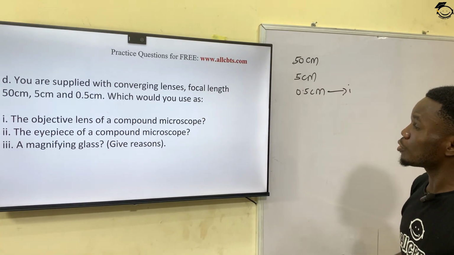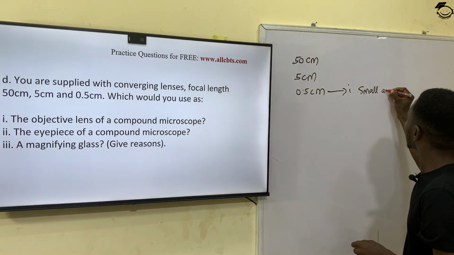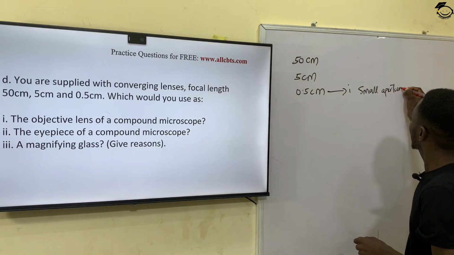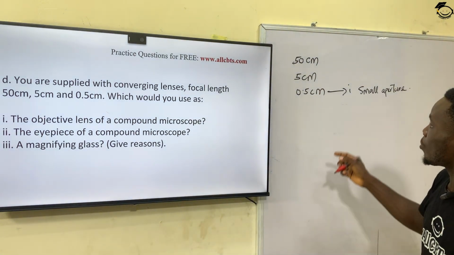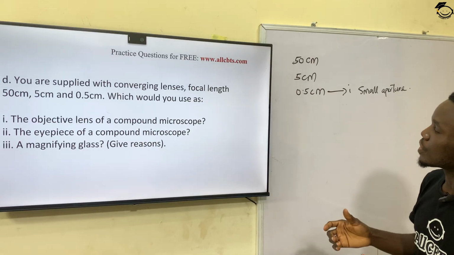objective lens. And the reason is because of its small aperture. So because of its small aperture, that's why we're using the 0.5 centimeter focal length lens.